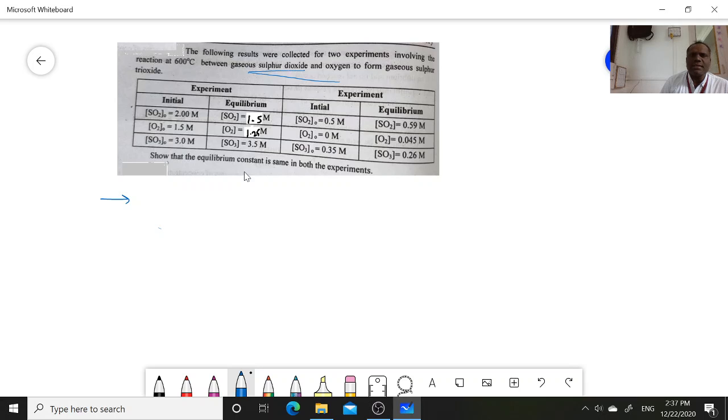So what is the reaction? The reaction between sulfur dioxide and oxygen to form the sulfur trioxide. So we have to write this reaction first. Sulfur dioxide, SO2, in the gaseous state, plus oxygen, O2, which always exists in the molecular form, again in the gaseous state, gives the product sulfur trioxide, SO3. Since it is an equilibrium reaction, this reaction will also go in the backward direction. Therefore, SO3 again decomposes to give SO2 plus O2.